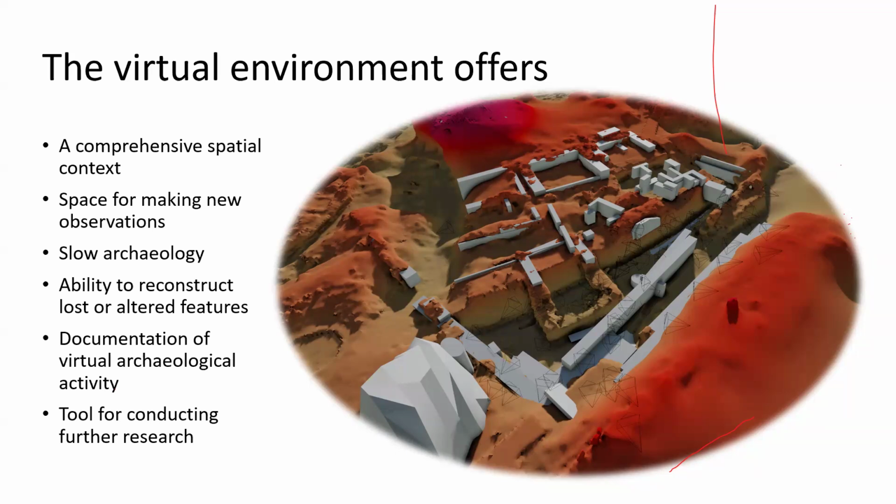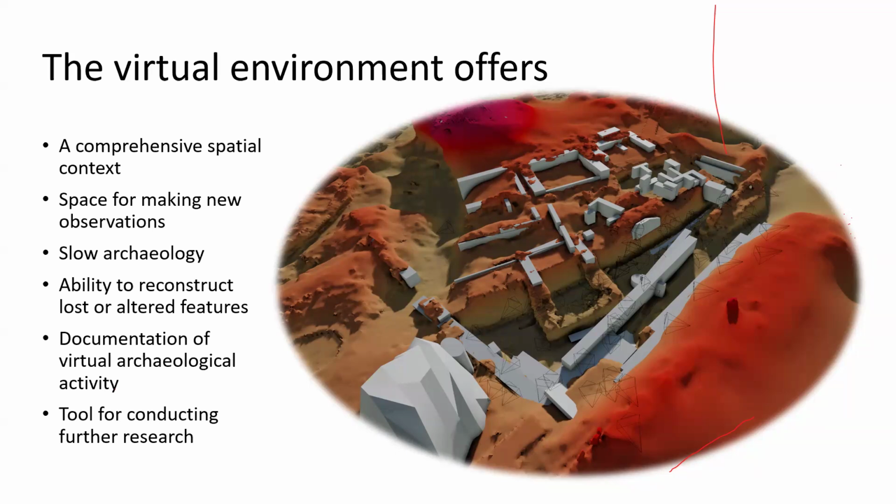One of the big advantages of putting it all together in a 3D model is that we create a comprehensive spatial context. When you're doing the analysis based on individual pictures or sets of pictures, you always look at two or three pictures. This way, we store everything in an entire environment. That also allows space for making new observations while you're working on it and also afterwards.